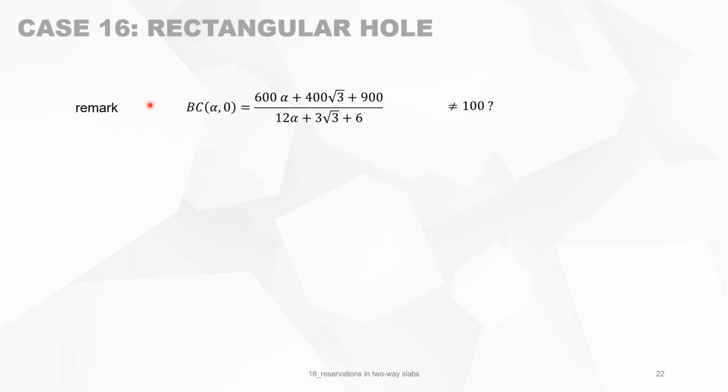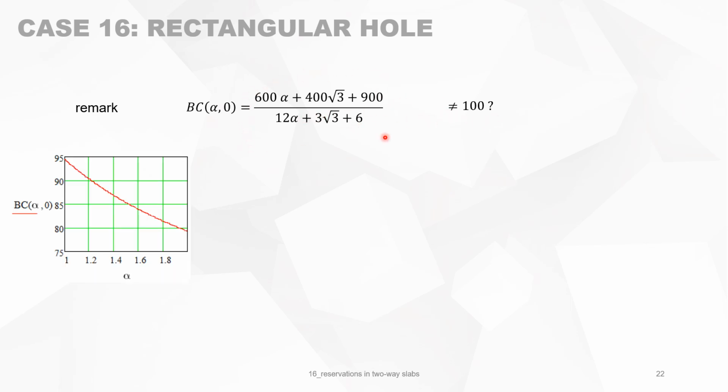When we look at the formulation of BC, the bearing capacity, and we fill in D1 equals 0, in fact it means that BC should be 100, because when alpha 1 is 0, there is no reservation made. But this is not the case. So you have this formula. So maybe something is wrong, because this should be 100.